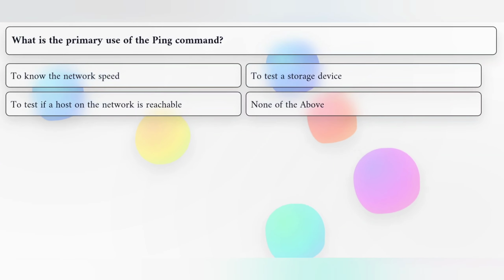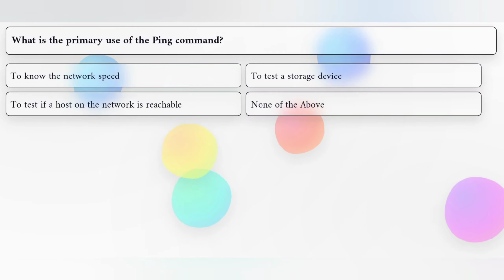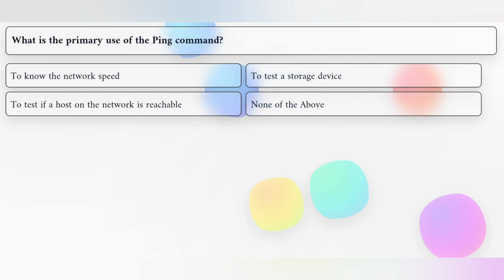What is the primary use of the ping command? To know the network speed. To test a storage device. To test if a host on the network is reachable. None of the above.